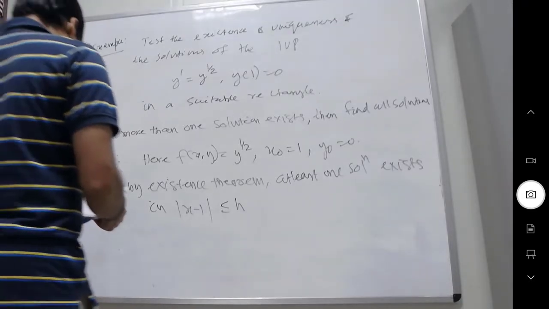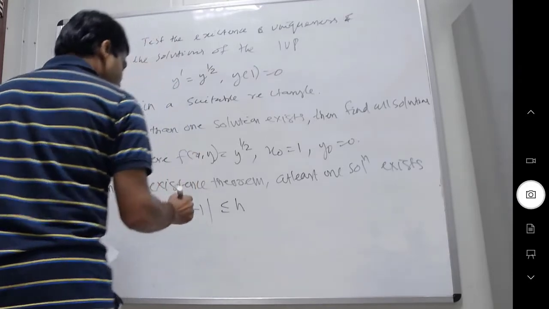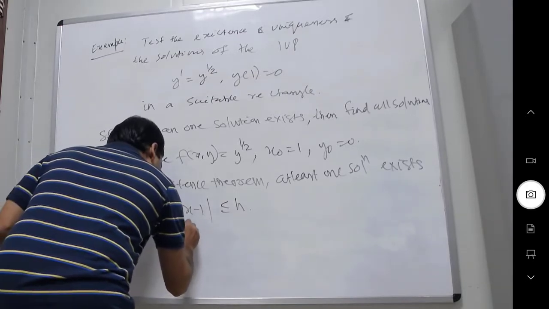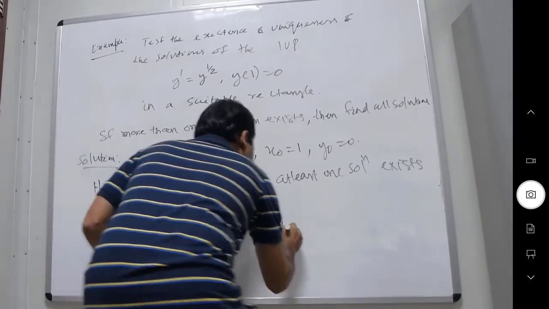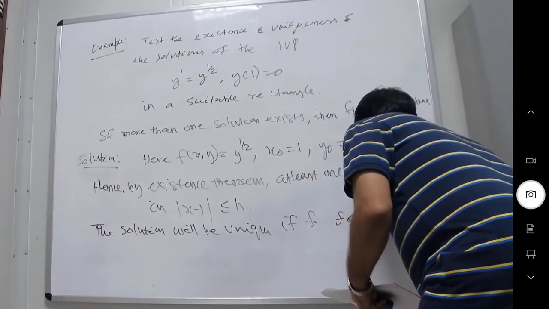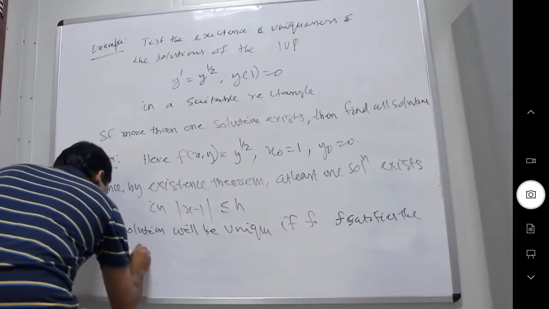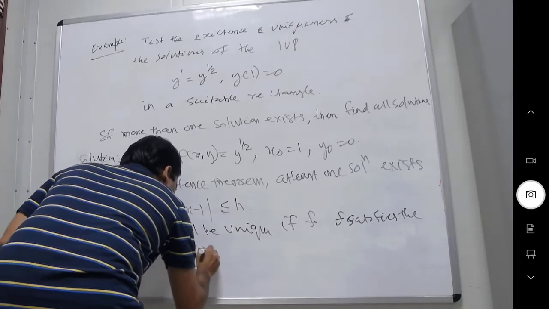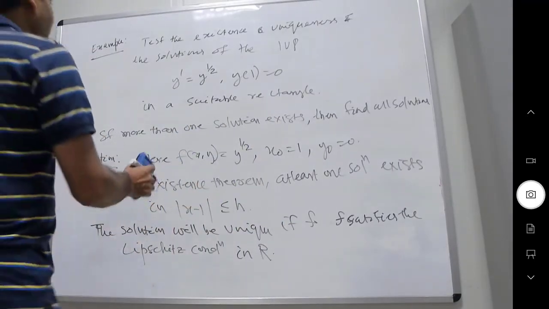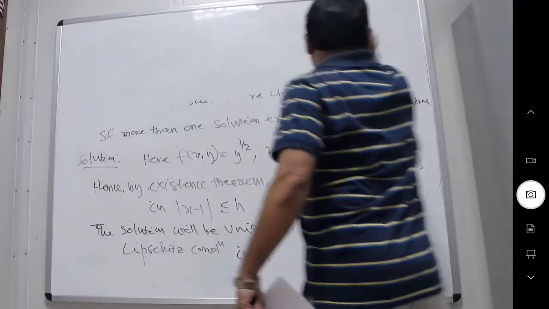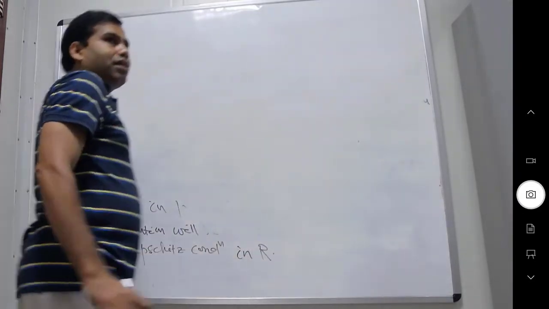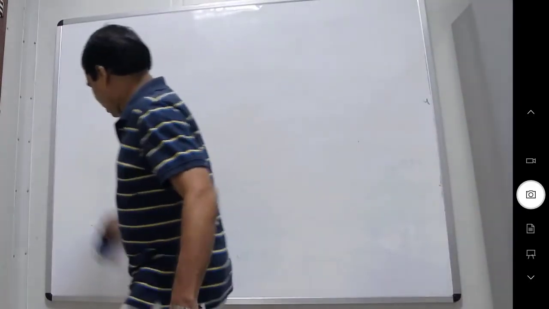So this is fine. Now the solution will be unique if f satisfies the Lipschitz condition in R. So for that, you have to find out if f satisfies the Lipschitz condition.